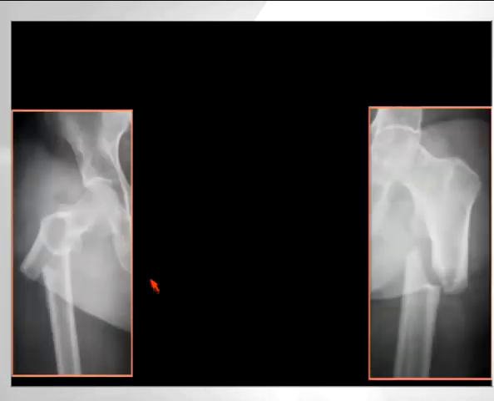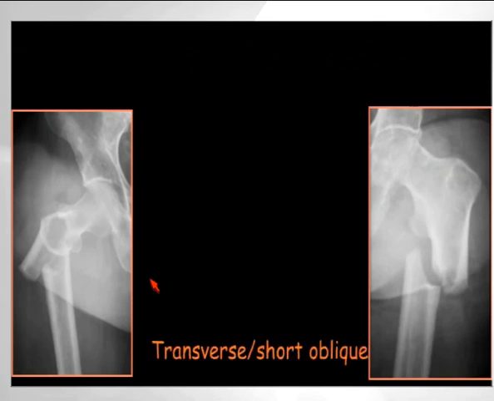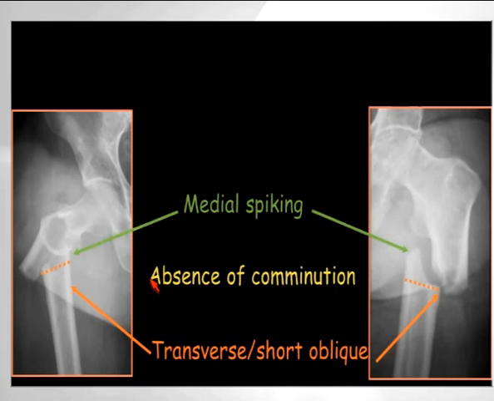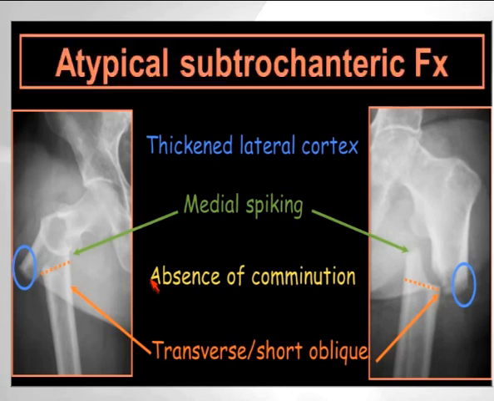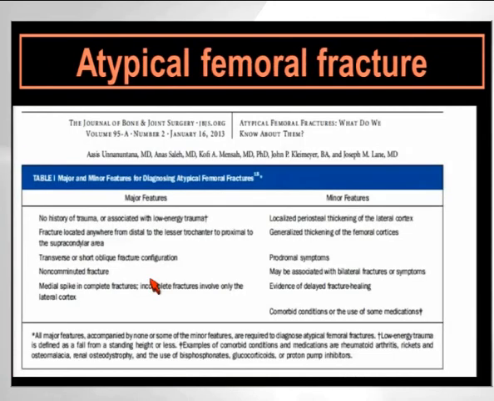But then we get fractures like this, where these are more transverse, there's not much comminution, and there is medial spiking, which is very characteristic. And there's thickened lateral cortex, and these patients don't have significant history of trauma. We call these atypical subtrochanteric fractures. And this is from the 2013 JBJS. So you have to have all those major criteria to call it atypical, and these are seen in patients on bisphosphonates, and there are other comorbid conditions.